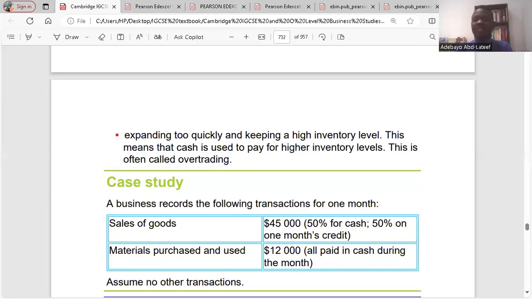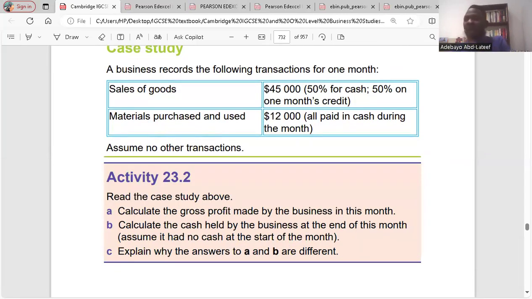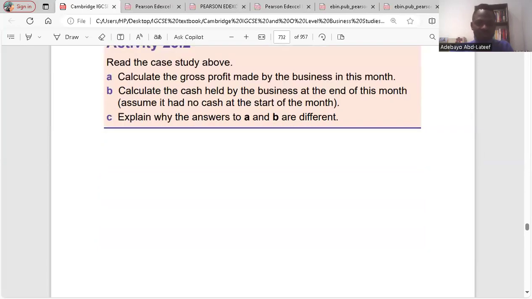Expanding too quickly and keeping a high inventory level. This means that cash is used to pay for high inventory levels. This is often called overtrading. When you overtrade, you have so much stock that it is not going to be sold within a short period of time. Cash is being tied up, because the stock has to be returned to cash. But now you don't have cash, which is the most liquid asset, as a result of having a lot of stock on the ground. Do you get it? Yes. So those are the reasons why a profitable business might still run out of cash. Clear?